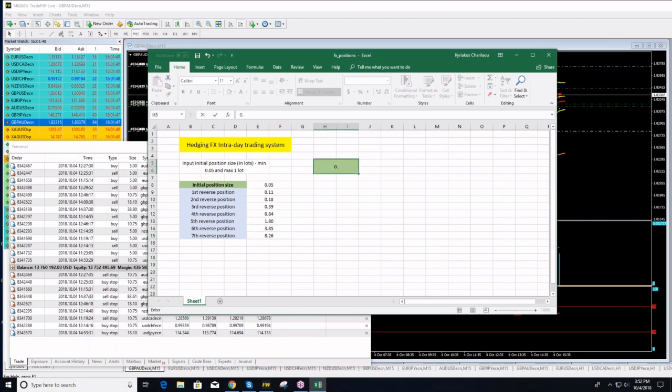If you change that to 0.12, you can get a maximum position size, if the position reverses seven times, of 19 lots, almost 20 lots. If you change that to 0.10, you can get 16 lots. So by receiving this spreadsheet, you will know what the maximum exposure of each trade, of each Forex pair you are trading, is, and you can easily control and monitor your margin requirements for stop out avoiding purposes.